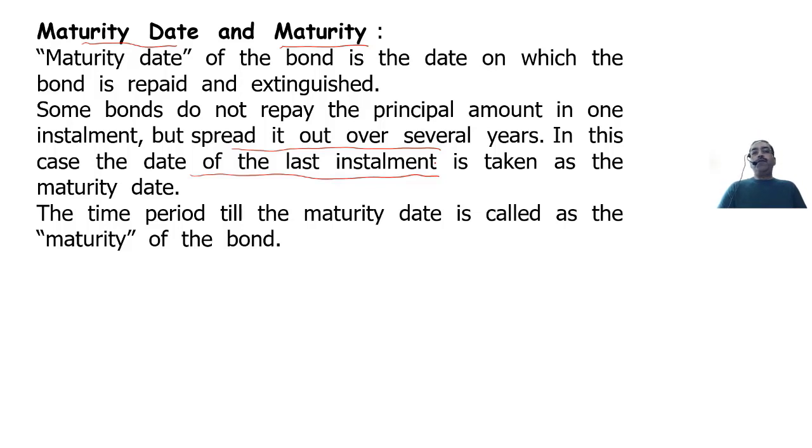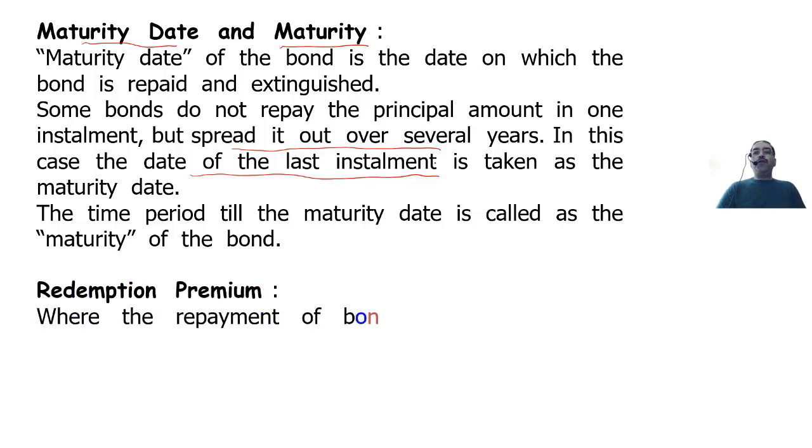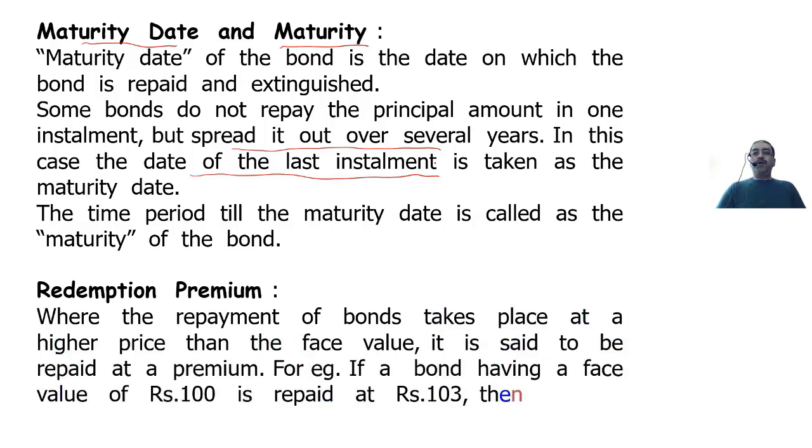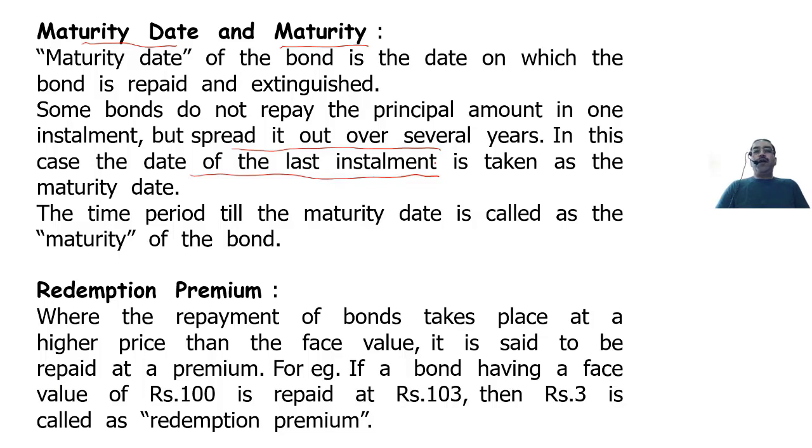Okay. Now sometimes a bond is issued at 100 rupees and repaid at 103 rupees. Or a bond having a face value and issued at 1000 rupees, but redeemable at 1200 rupees. So we are paying extra, and that is called redemption premium, where the repayment of the bond takes place at a higher price than the face value. Then it is said to be repaid at a premium. For example, if a bond having a face value of 100 rupees is repaid at 103 on maturity, then 3 rupees is called the redemption premium.